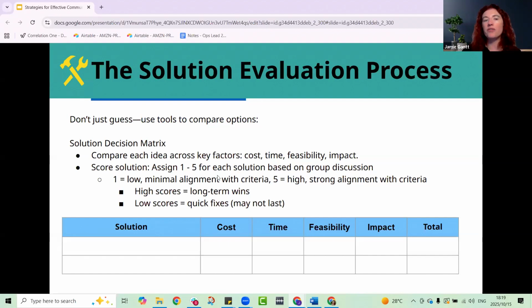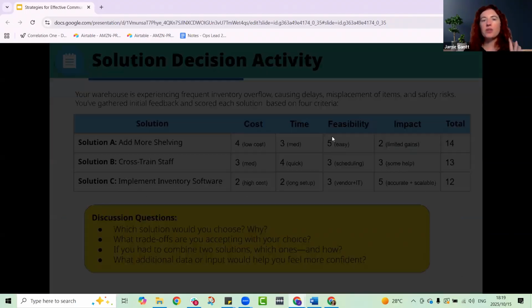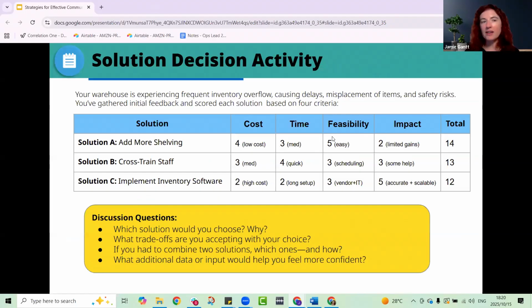So you're going to assign 1 to 5, 1 being minimal alignment, 5 being high or strong alignment, right? And once you get that rating, you'll get a total number. So this is an idea of what that might look like.